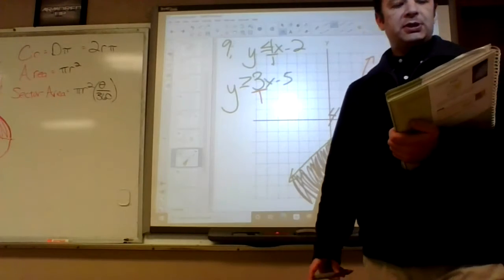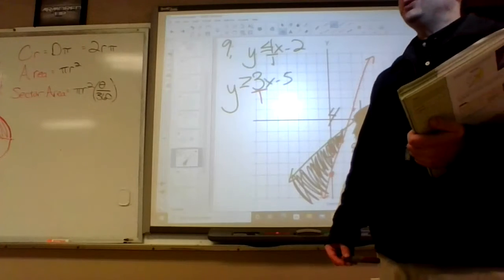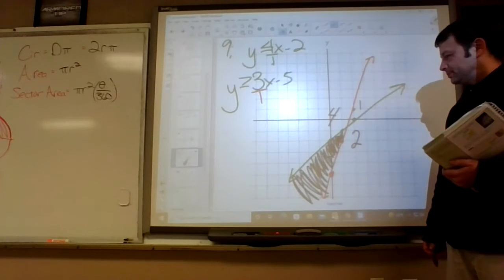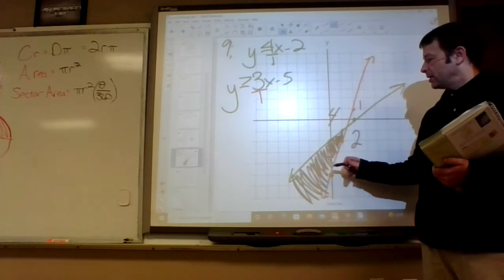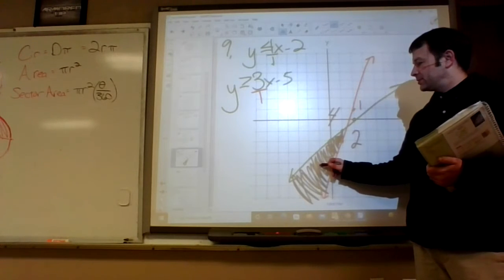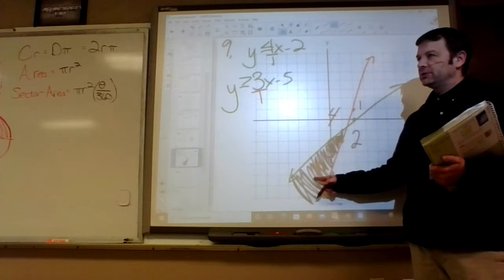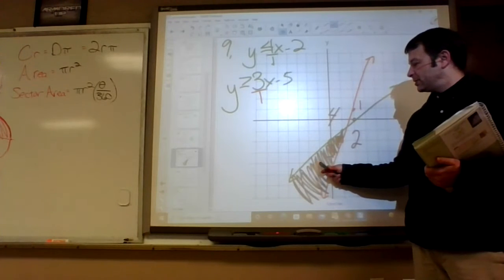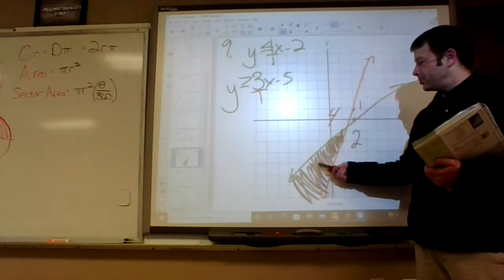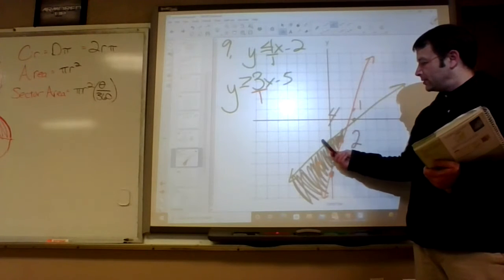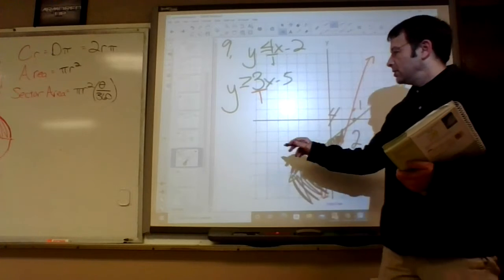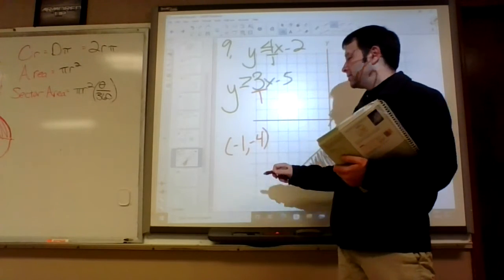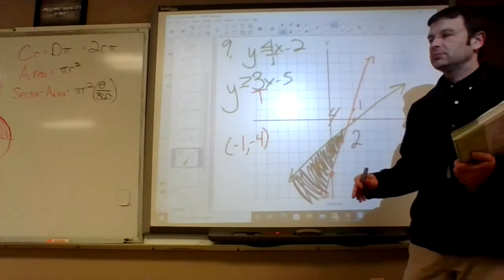The directions also say list one point in your solution set. What do you guys think that means? It means find a point in your answer area, that's another way of saying it, and list it. So I just chose a random point here. This would be -1, -4. Okay, what does that point, -1, -4, have to do with anything? Just to know that you got the right answer.